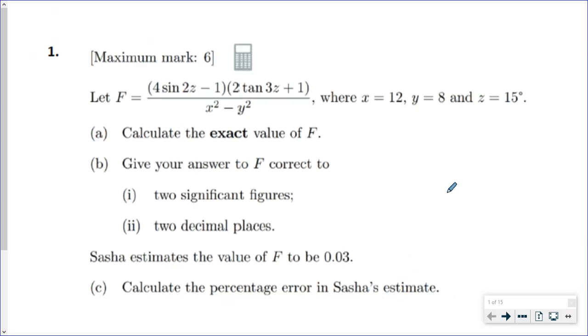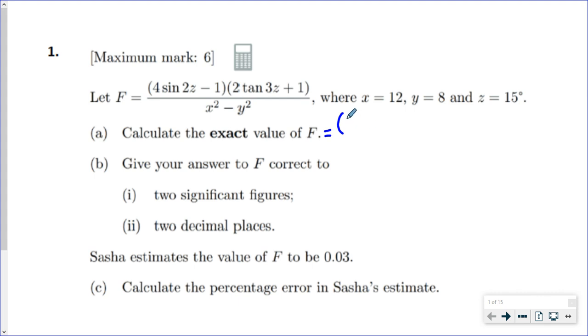Okay, so number one just says let f equal this very messy function here. It tells us that x is 12, y is 8, and z is 15 degrees. Calculate the exact value of f. So we literally plug everything in.